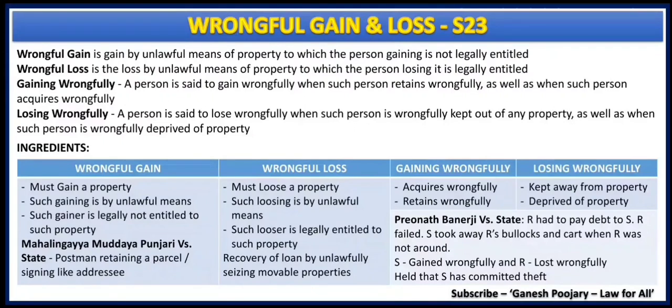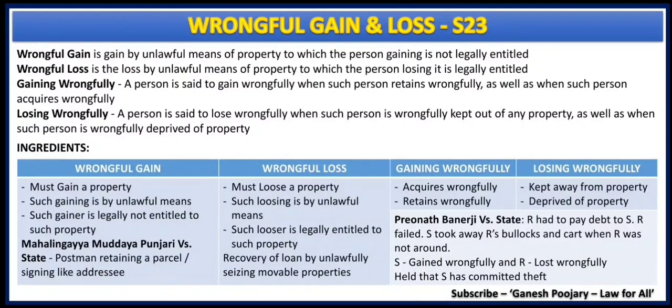The second one is wrongful loss. What is wrongful loss? The section says wrongful loss is the loss by unlawful means of property to which the person losing it is legally entitled. Here also, if you observe my table, there are three major ingredients. The first one, there should be losing of a property by one person, and such losing is happened by unlawful means. And the third one, such loser is legally entitled to such property.